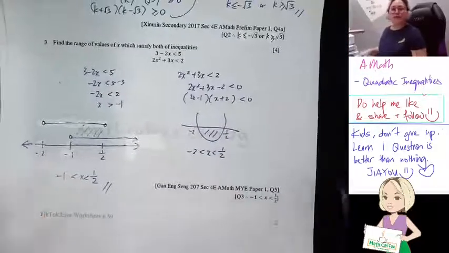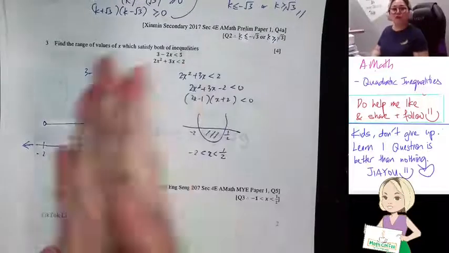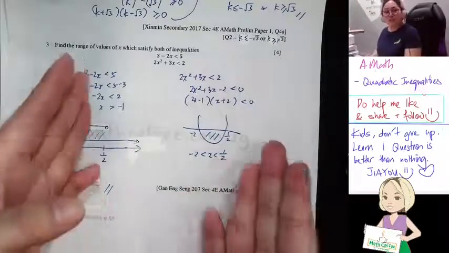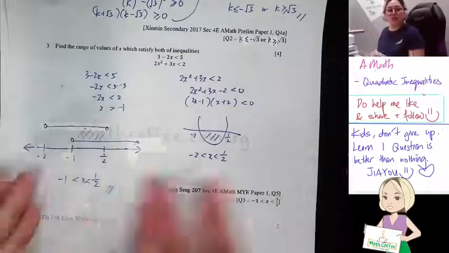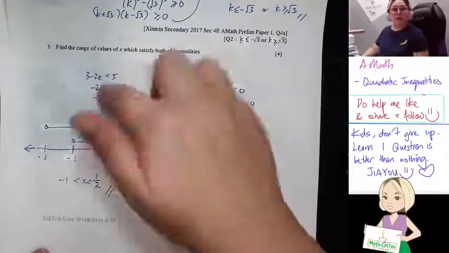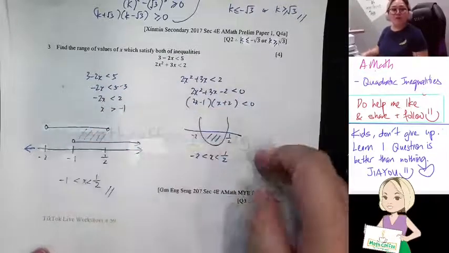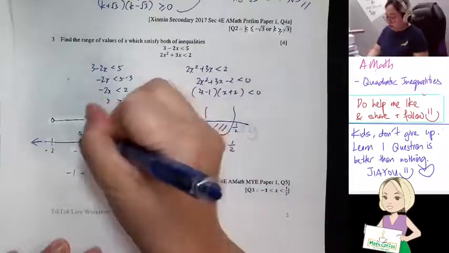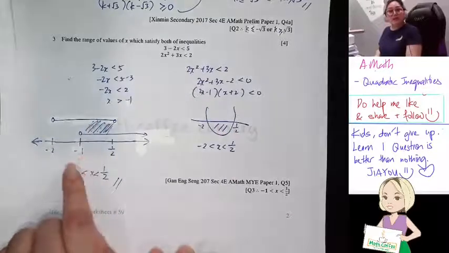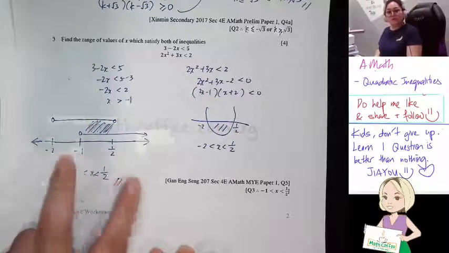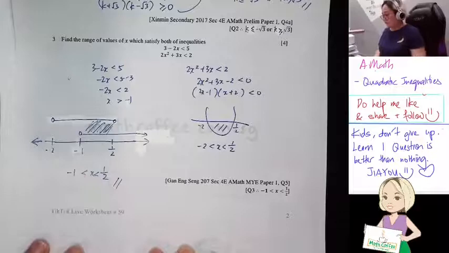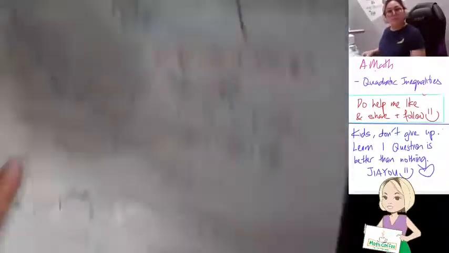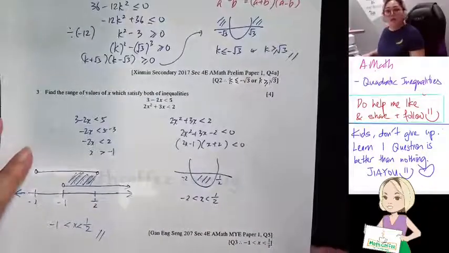Okay, so this is a so-called simultaneous inequality. You solve one range, and then after you need to find a common region that fulfills both ranges. So for me, I will always draw the diagram out. One range I put at level 1, one range I put at level 2, and then after you see what's the common region. So in this case, the common region is here, which is between negative 1 and half. Okay? Okay, let's move on.